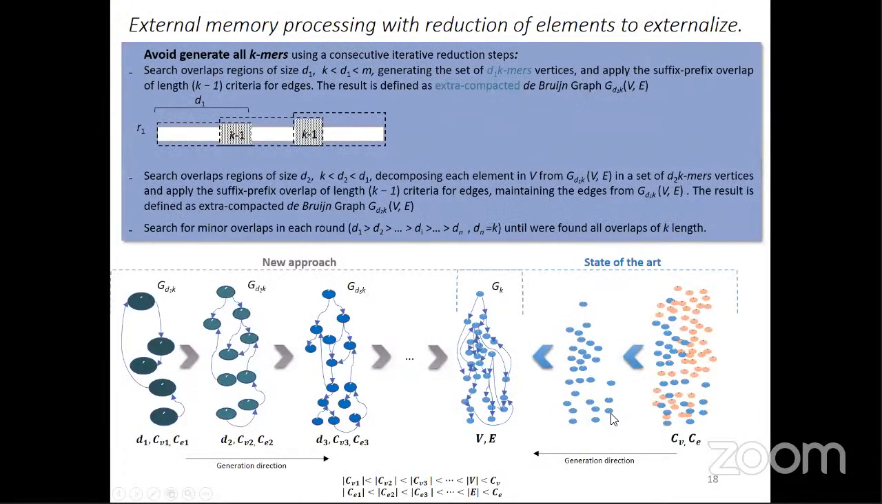As a final example of external memory processing, I will comment about another solution that our group proposed for external memory processing with a reduction of elements to externalize, in which the de Bruijn graph is generated through iterative reduction steps using an extra-compact de Bruijn graph, in which the nodes are structures called K-mers, for finally obtaining the same de Bruijn graph as other approaches.